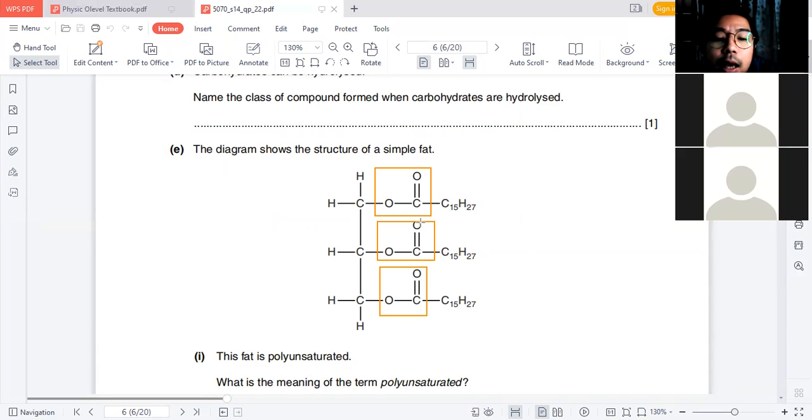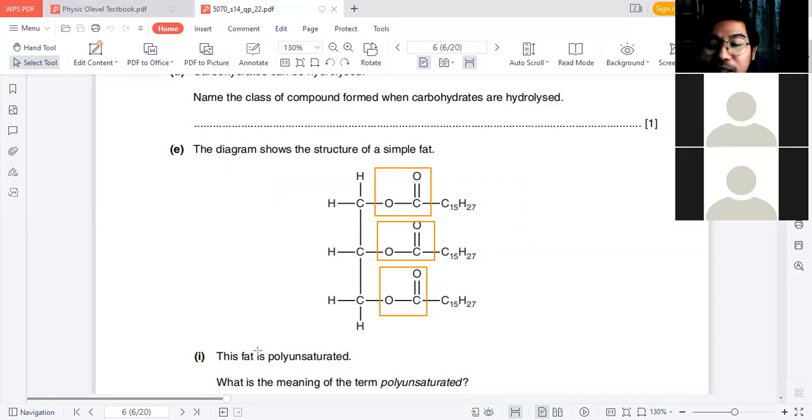It's because of this. Now this fat is polyunsaturated. What do we mean by polyunsaturated? Okay, I'm hungry. I haven't had my lunch yet. I was too busy with classes.